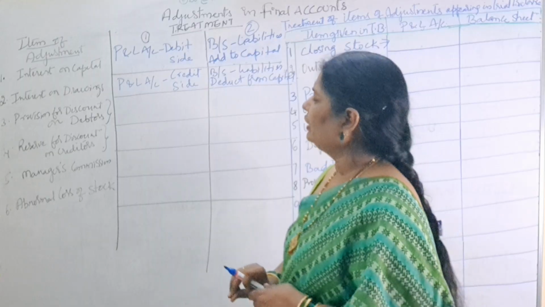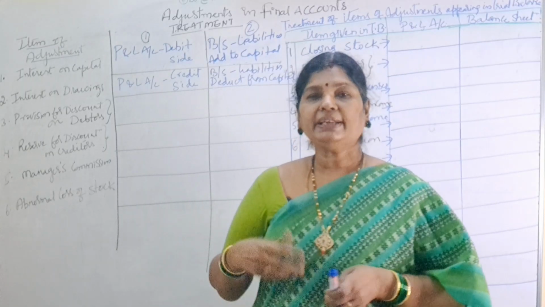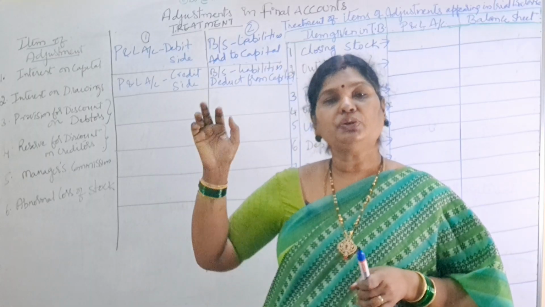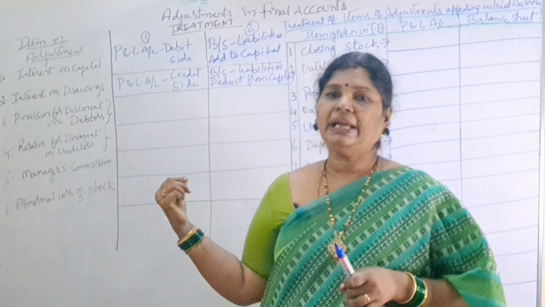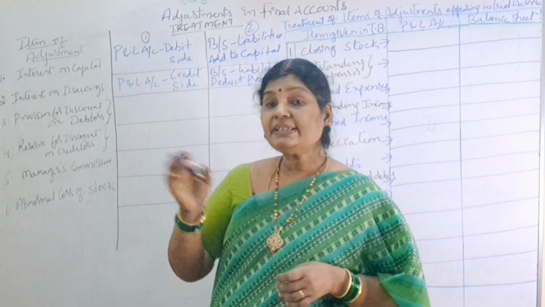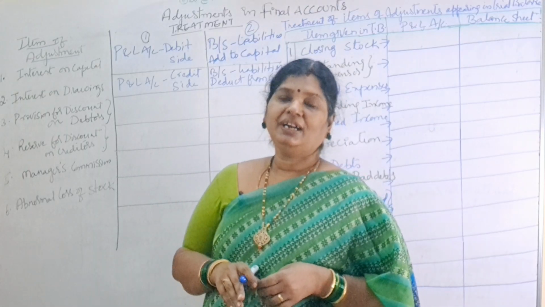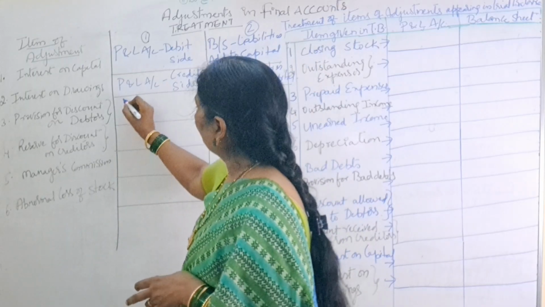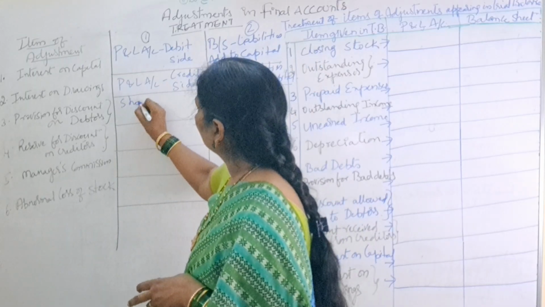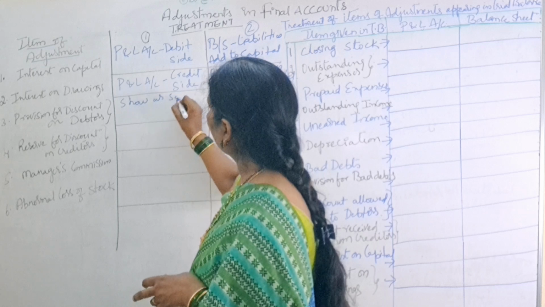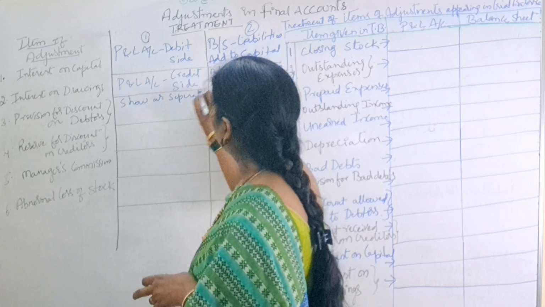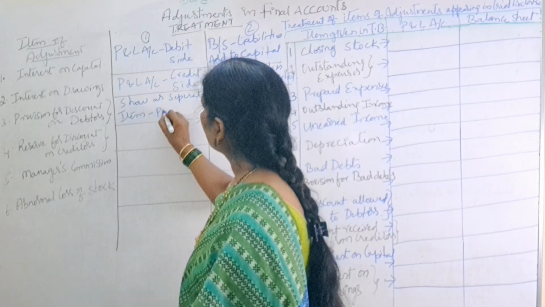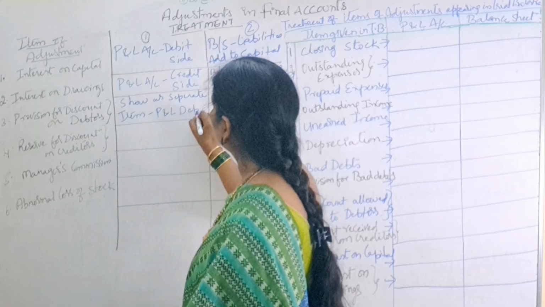Third one, provision for discount on debtors. We are creating a provision for discount on debtors. How will you show it? First we'll go to profit and loss account, then we'll go to balance sheet. We have to show it on the debit side of profit and loss account. How will you show it? As a separate item. So, show as a separate item on the profit and loss account debit side.